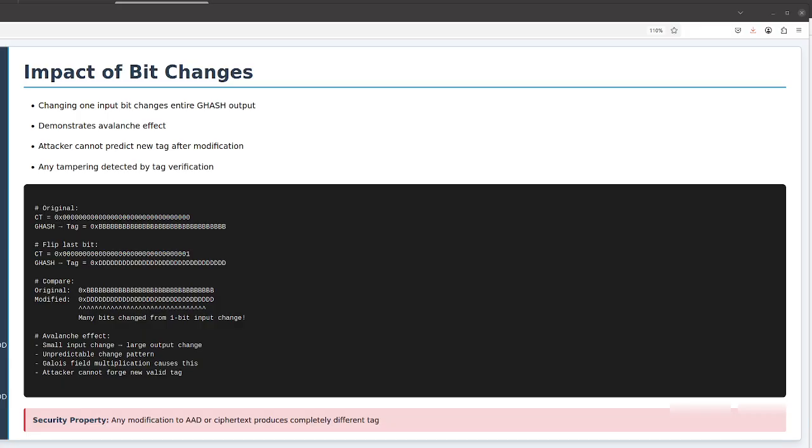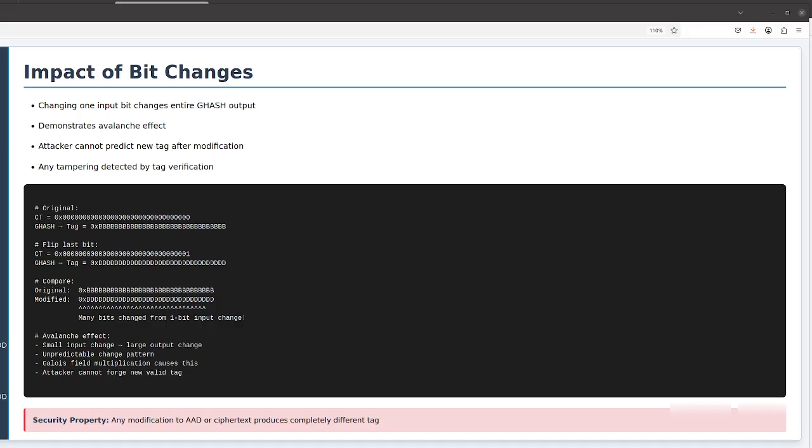Let's examine what occurs when you change a single bit in the input and observe its effect on the GHASH output. This demonstrates the avalanche effect that makes GHASH a strong authentication function. Start with a simple example. A single ciphertext block C equals 0x00...00. H equals 0x11...11. No AAD. Compute GHASH. Y1 equals 0 XOR C times H equals 0 times H equals 0.